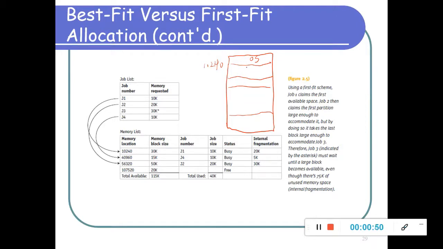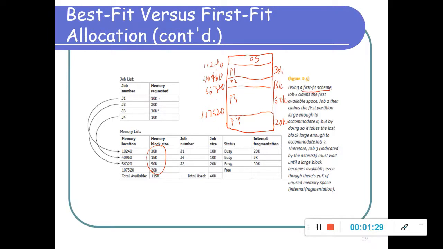So you have here partition 1, partition 2, partition 3, and partition 4. Look at this table. Here you have the locations: 40960, 56320, and 107520. And the sizes are 30K, 15K, 50K, and 20K. Okay, now the first fit scheme.